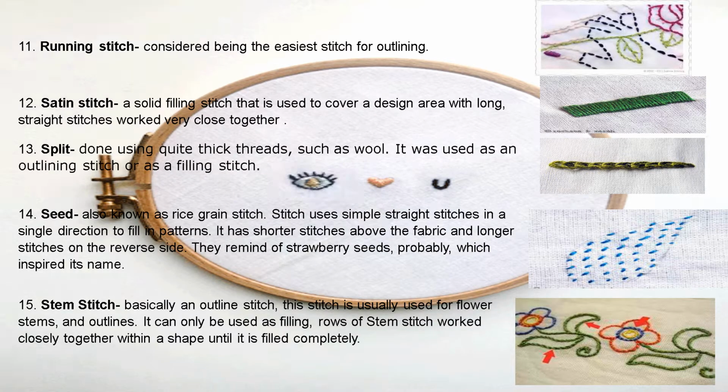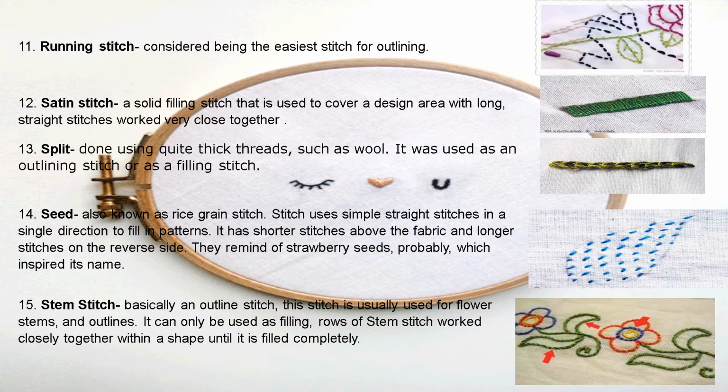Number 11, we have running stitch, considered to be the easiest stitch for outlining. Number 12, satin stitch, a solid filling stitch that is used to cover a design area with long, straight stitches worked very close together. Number 13, split stitch, done using quite thick threads such as wool. It is used as an outlining stitch or as a filling stitch.